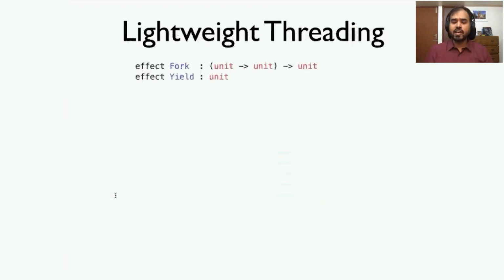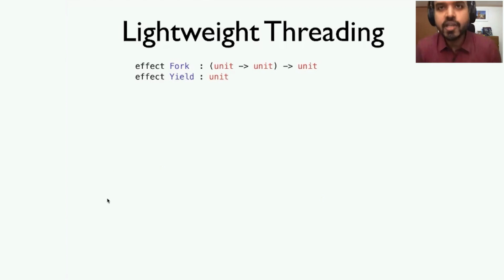Okay, so that was low-level stuff. Let's implement some higher-level primitives. Let's implement lightweight threading. The primitives that I'm going to implement here are the ability to fork off a new task and yield the current task so that you can switch control to the next task.